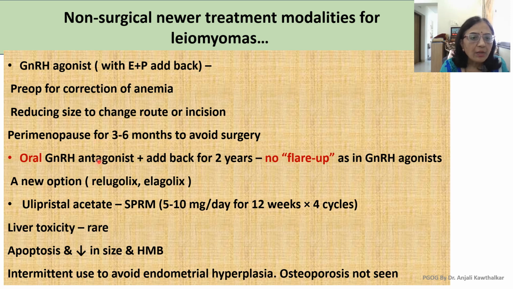Oral GnRH antagonist is a new emerging option, a newer treatment. The advantages: these are oral, whereas all the GnRH agonists are either intramuscular or subcutaneous. These can be given for a longer duration, up to 2 years, but Addback therapy should be given. Estrogen progesterone Addback therapy is to be given. Another advantage is it has no flare up. With GnRH agonist, an initial flare up for 3 months usually is seen, which is not observed with the GnRH antagonist.